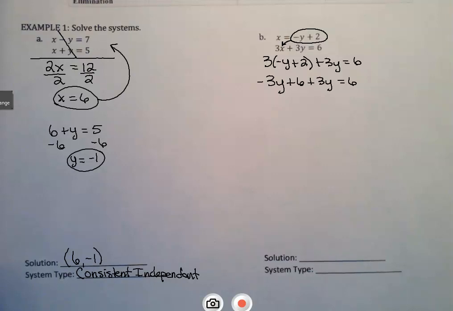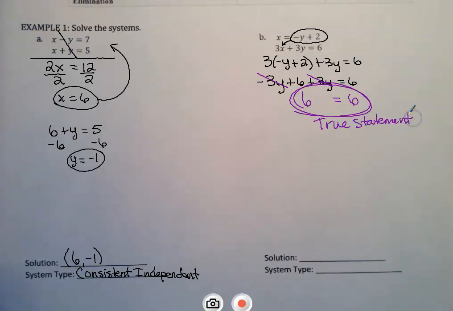Combining like terms, we kind of talked about this from the homework. We have a negative 3y plus a 3y. Those just cancel when we combine them. So then we have 6 equals 6. What kind of system is that? It's consistent dependent, because this is a true statement. 6 does equal 6, so we've got a true statement when we did substitution or elimination. So the system is consistent dependent.